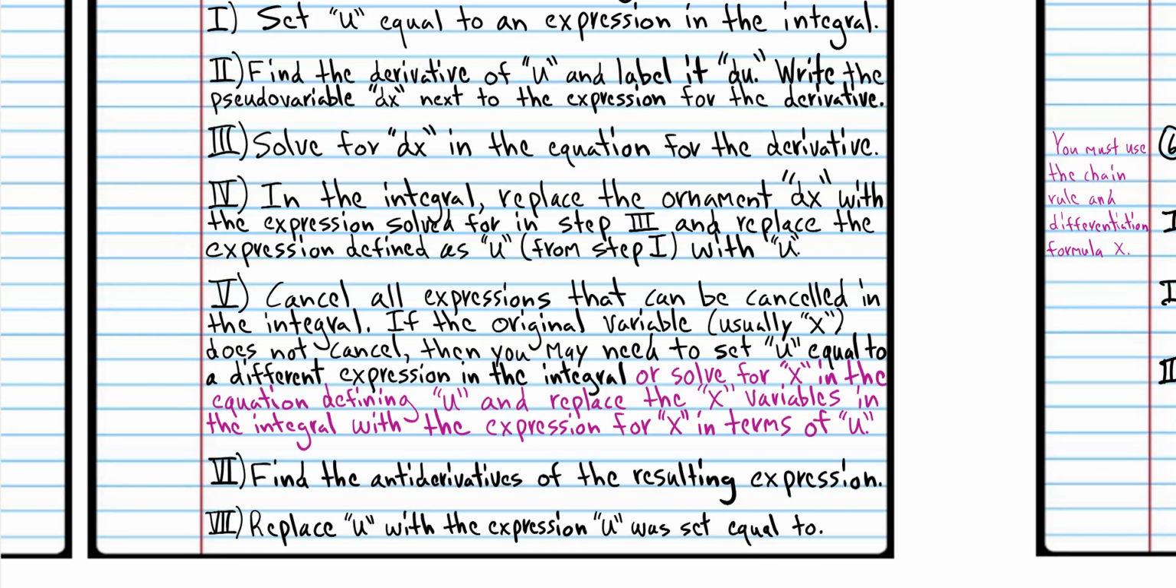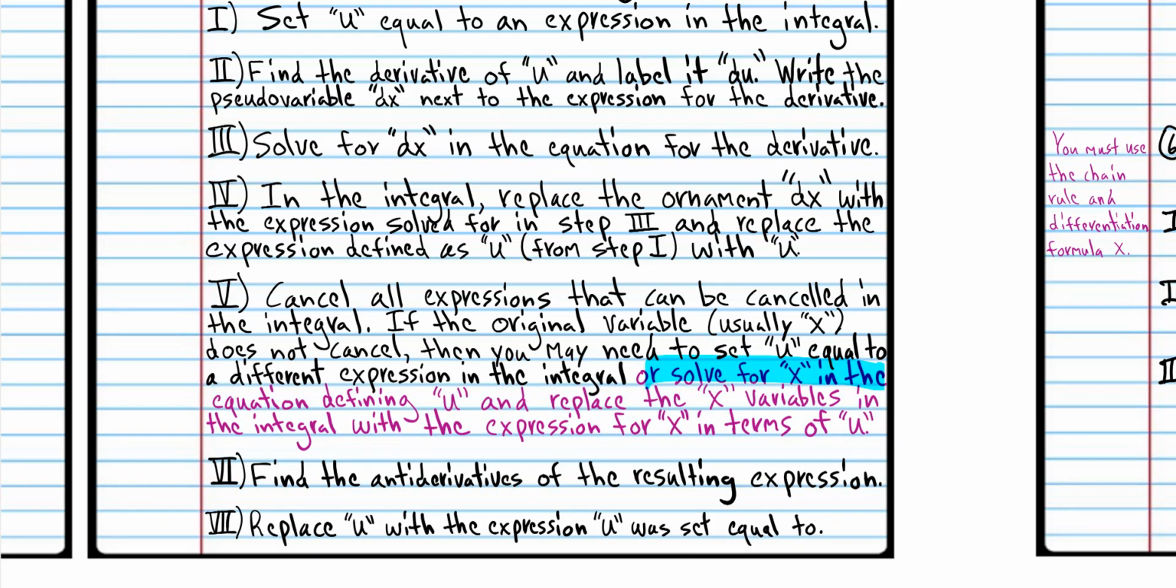It says if the original variable, usually x, does not cancel, then you may need to set u equal to a different expression in the integral, or solve for x. So this is what we need to do. We need to solve for x in the equation defining u and replace the x variables in the integral with the expression for x in terms of u.